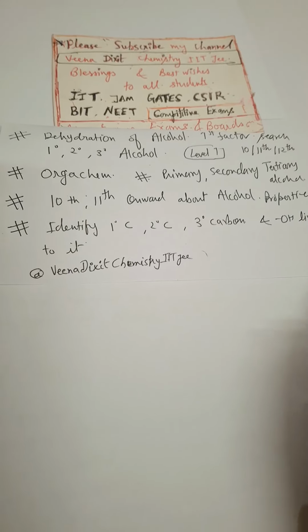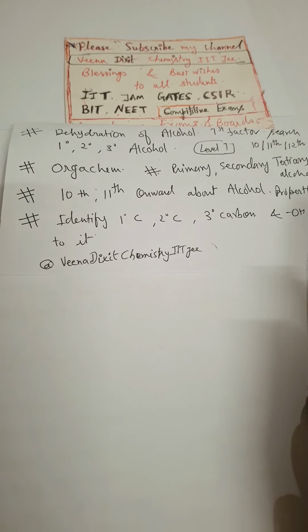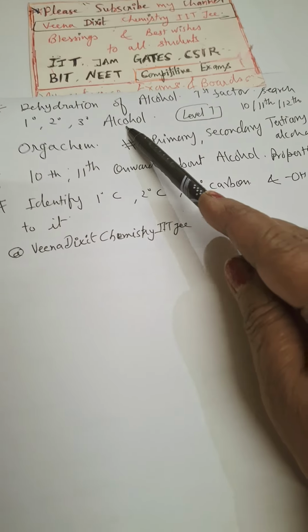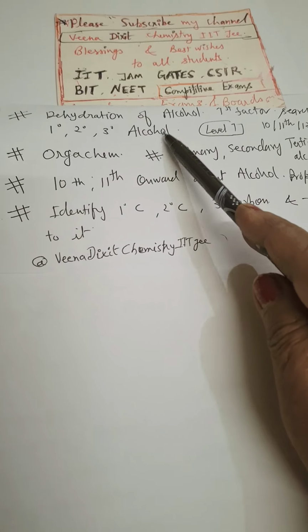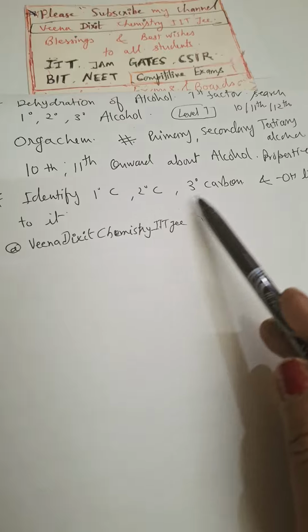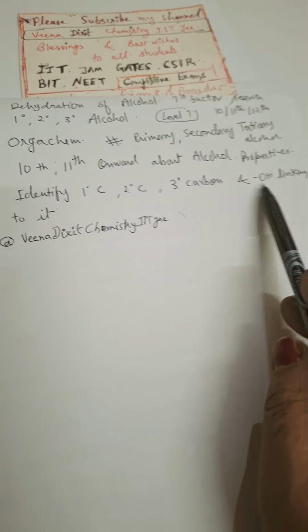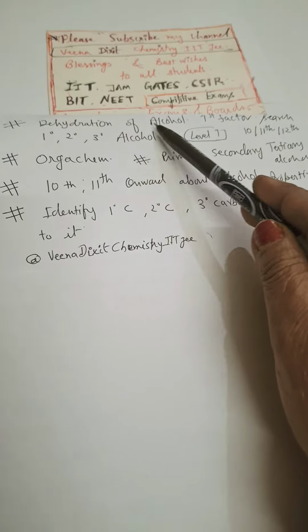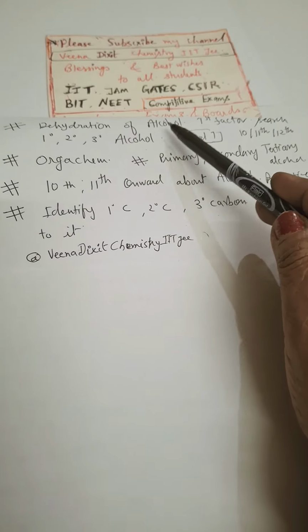Hello student, here we discuss which factors govern dehydration of alcohol: 1 degree, 2 degree, 3 degree alcohol. We have to identify the 1 degree, 2 degree, 3 degree carbon and the OH linked to it first, and then it will be much easier for us to understand dehydration of alcohol and the rate of dehydration of alcohol.